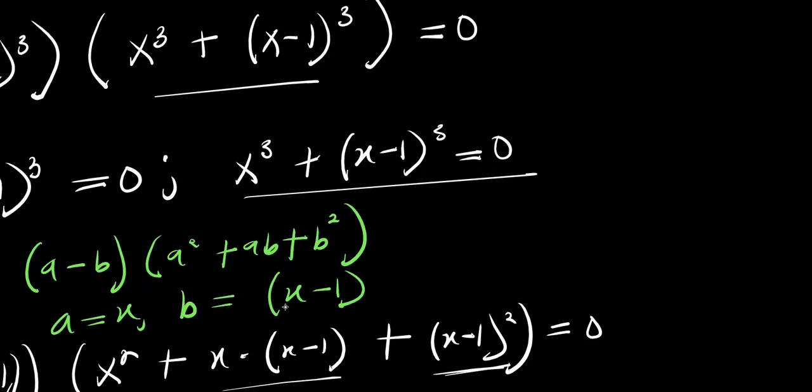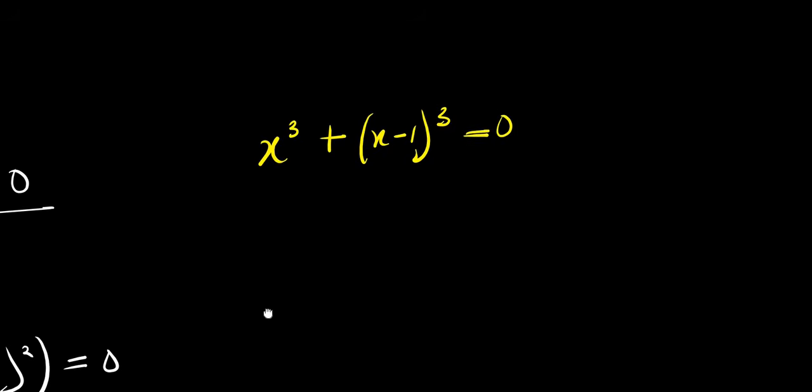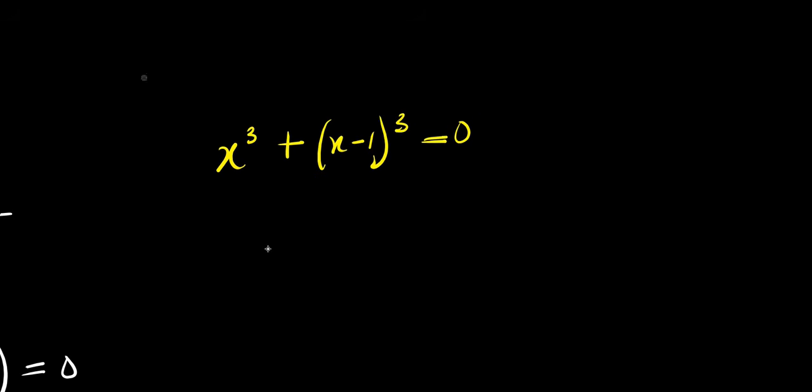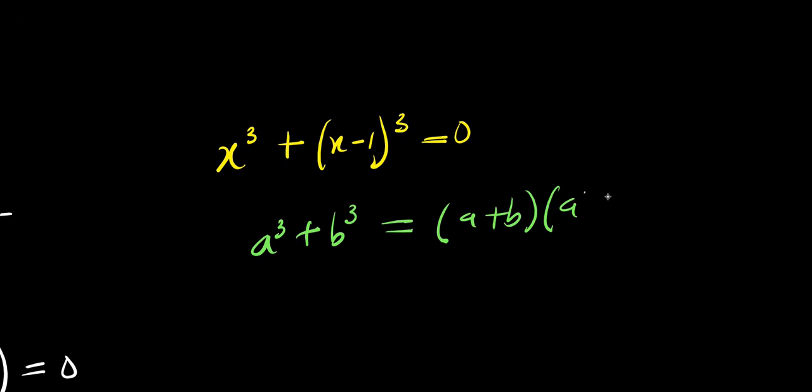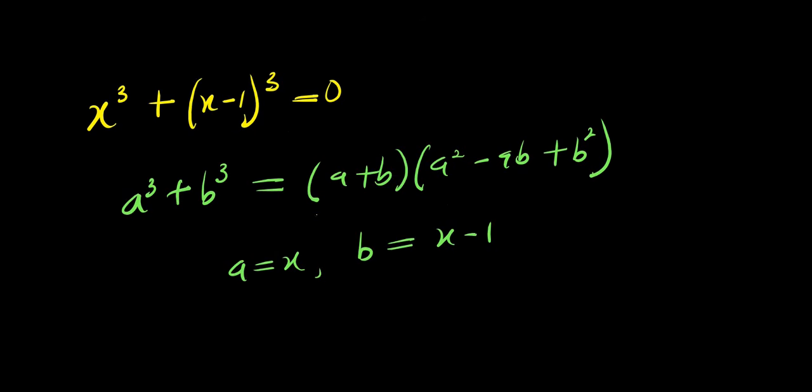I'll find the other values of x as well. So this is x^3 + (x − 1)^3 = 0. To expand this, if you have a^3 + b^3, this equals (a + b)(a^2 − ab + b^2). Right now my a is x and b is x − 1. So let's insert it right here.